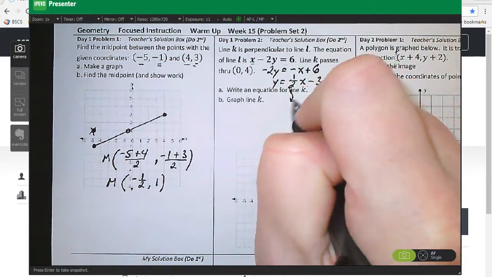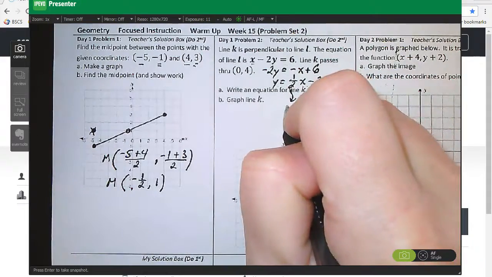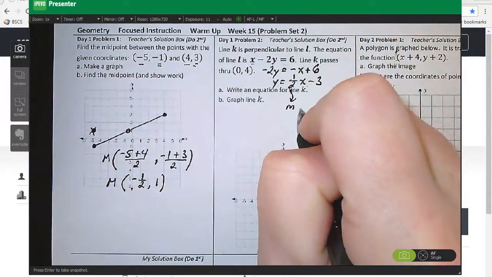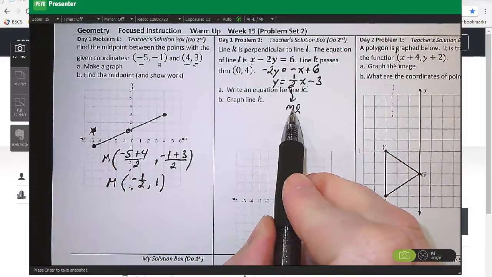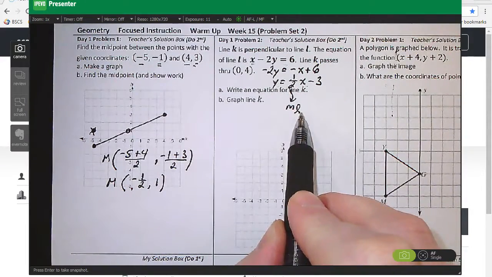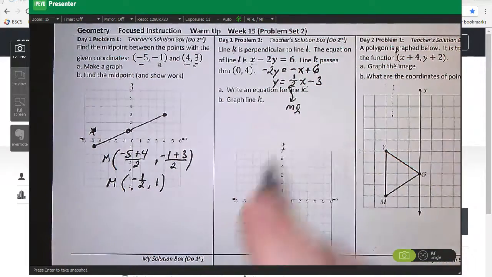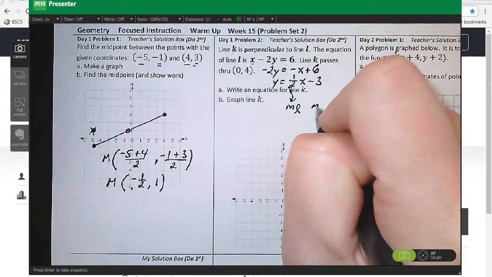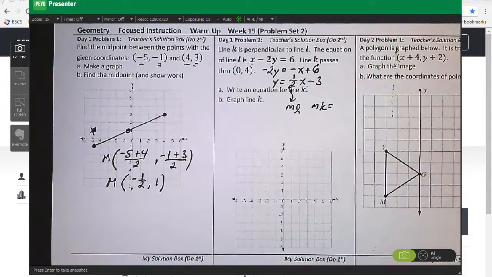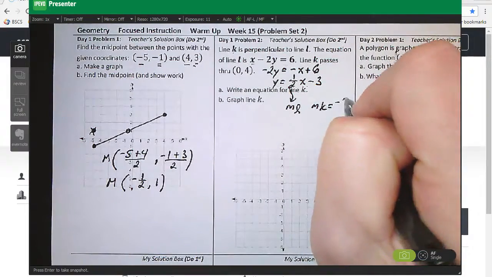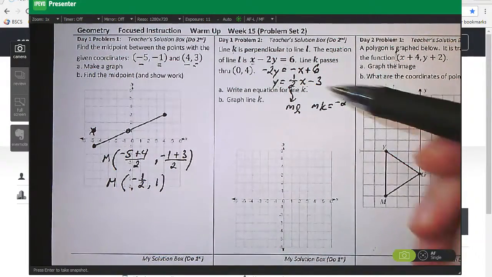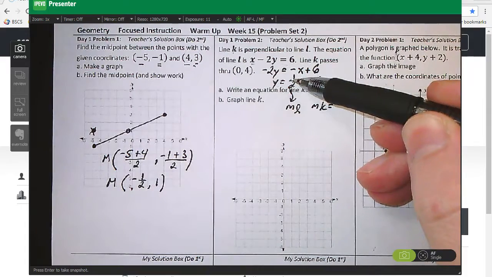It is the coefficient of the x. So this is the slope of line L. The letter m is the symbol in algebra class for slope. So the slope of line L is 1/2. We're told that line K is perpendicular to that. So the slope of line K is the negative reciprocal of 1/2. That's -2. To find a negative reciprocal, you take the negative of the number and flip it upside down.